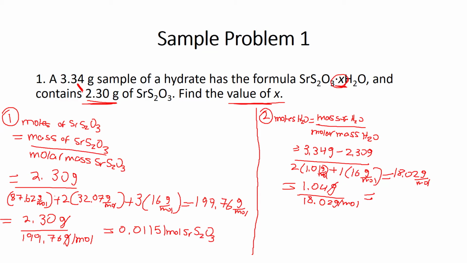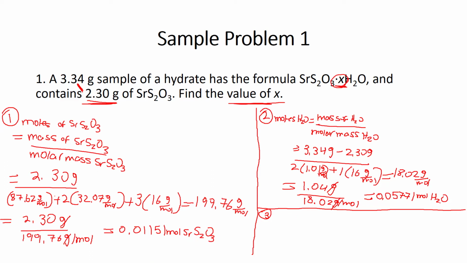So you write that value at the bottom here, grams per mole. Again, grams get cancelled out, and all you have to do is 1.04 divided by 18.02, and that gives you 0.05771 moles of H2O. Okay, so now we were able to find the moles of H2O and also the moles of SrS2O3. Now the third step to this solution is to find the ratio between SrS2O3 and H2O.